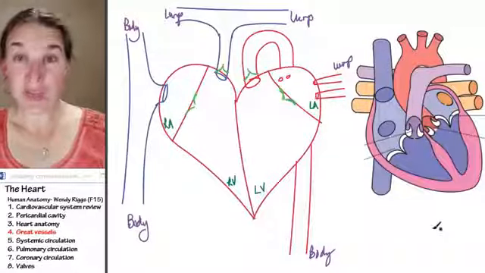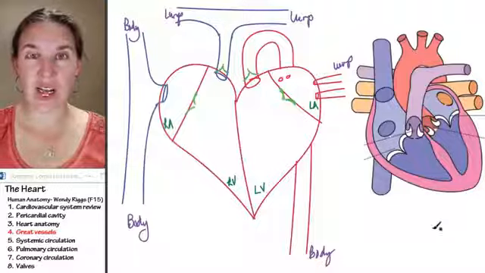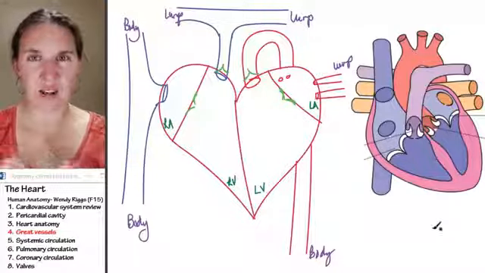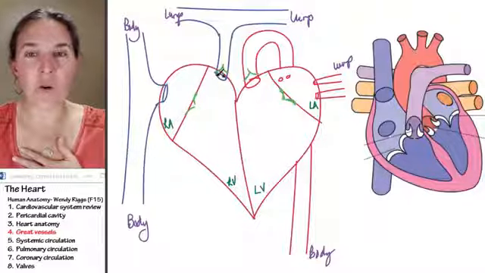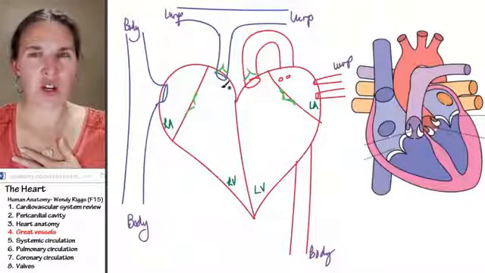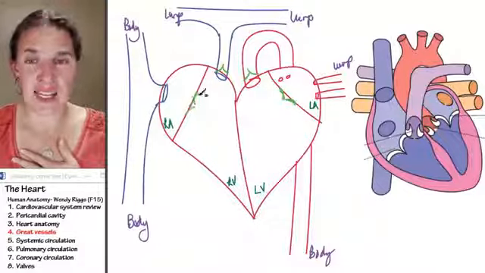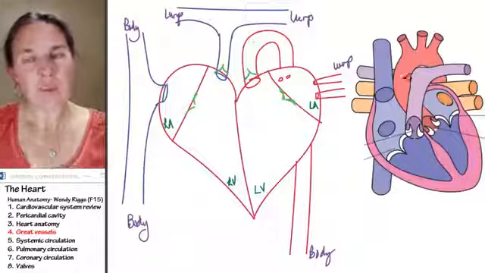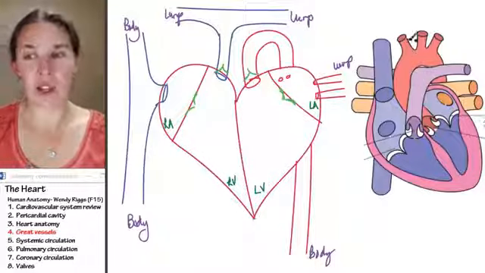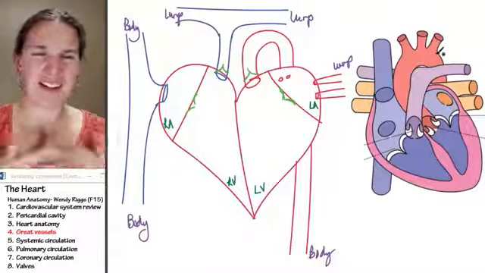So the great vessels are blood vessels that enter and exit the heart itself. Now, if you look at our diagram here, I've only drawn the great vessels. I've only drawn vessels that directly enter or exit the heart. If you look at this drawing, you'll notice that we actually have some branches.